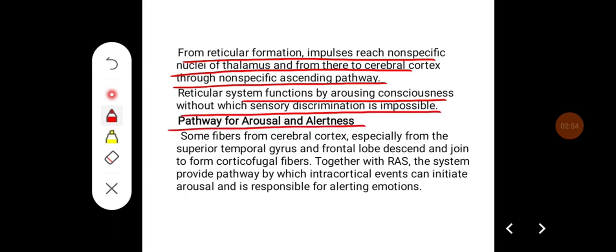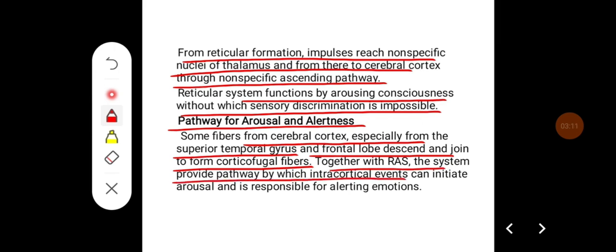Pathways for arousal and alertness. Some fibers from the cerebral cortex, especially from the superior temporal gyrus and frontal lobe, descend and join to form corticofugal fibers. Together with the reticular activating system, the system provides a pathway by which intracortical events can initiate arousal and are responsible for alerting emotions.